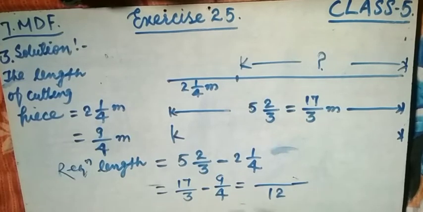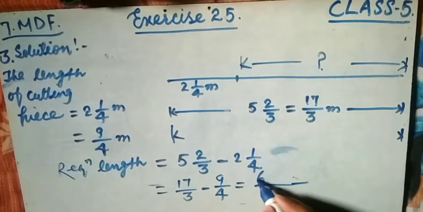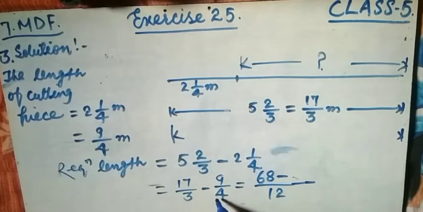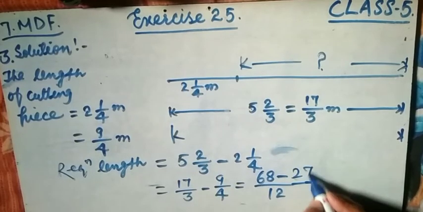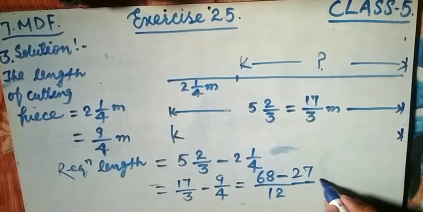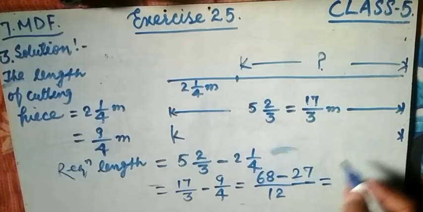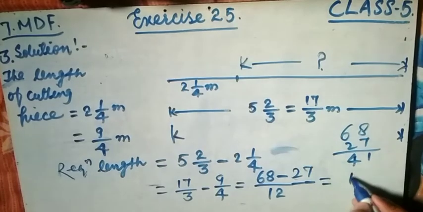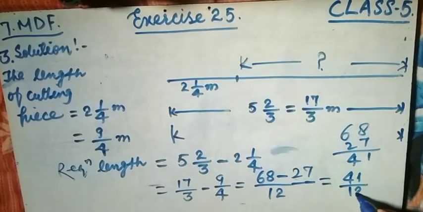Now divide this 12 by 3, which is 4. 4 multiplied by this numerator 17 is 68. Minus, this 12 divided by 4 is 3, and 3 multiplied by 9 is 27. Now subtract: 68 minus 27 is 41, so the result is 41 by 12.